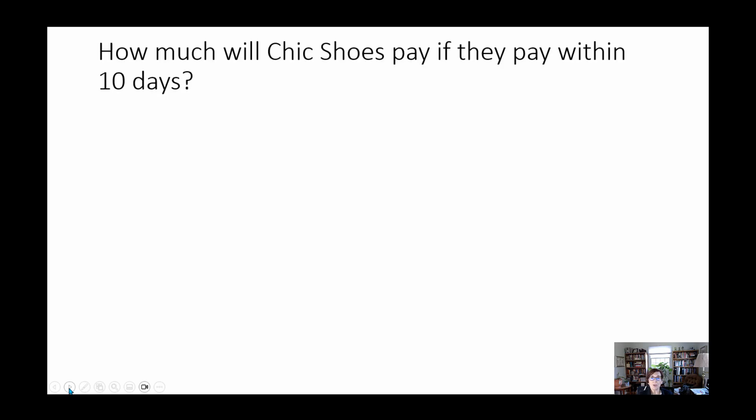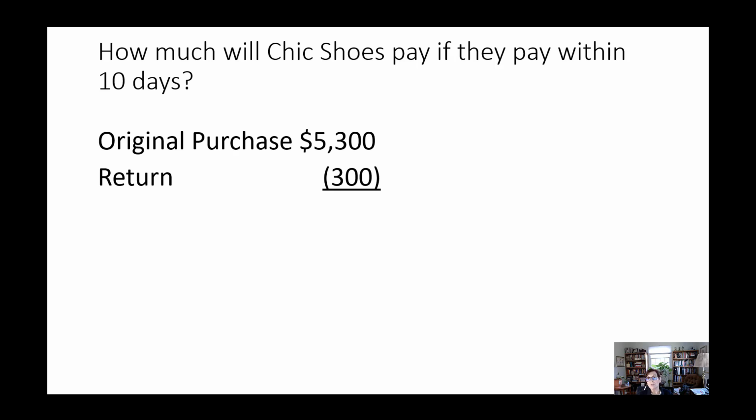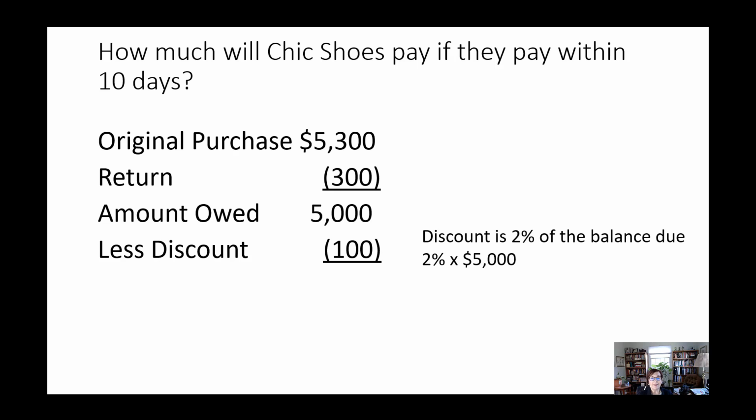All right, so how much will Chic Shoes pay if they pay within the 10 days? Well, remember, they bought inventory for $5,300. Then they returned $300. So they now owe their vendor $5,000. Now, if they pay within the discount period, they get a 2% discount. Always be careful when you're doing exercises with this. Make sure that you take out the return first and figure out how much they actually owe the company before you take your 2% discount. So they owe the company $5,000. We're going to take 2% of the $5,000, which is $100. So they actually have to pay the company $4,900.